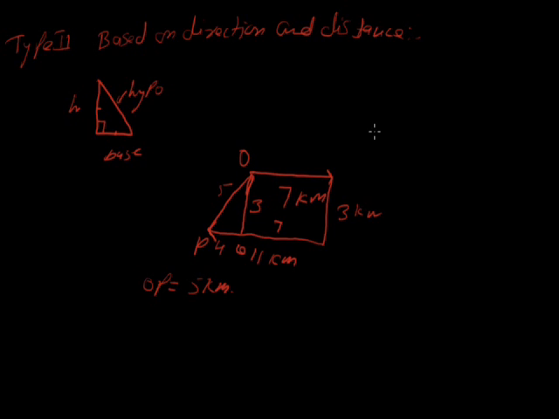For example, in this question it is given that Rajan went 25 km in north. We draw the diagram. First he covers 25 kilometers in north.